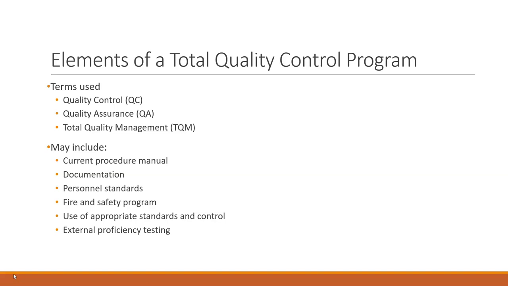It will include documentation, meaning these are the procedures and the steps that we will use to run this QC program. Personnel standards: what are the minimum educational qualifications in order to be able to perform this specific task. The manual may also have the fire and safety program, use of appropriate standards and controls, which are the samples that are used to determine whether our analyzers are functioning properly, and external proficiency testing.